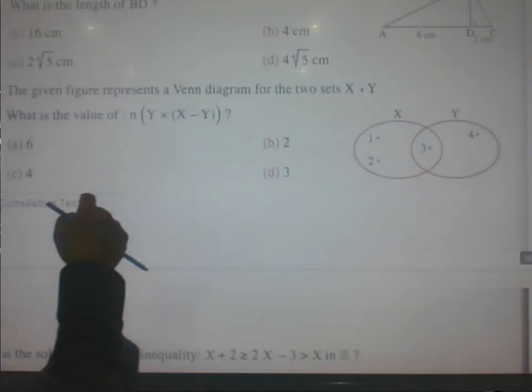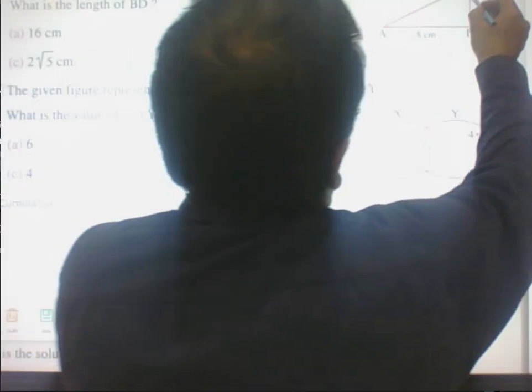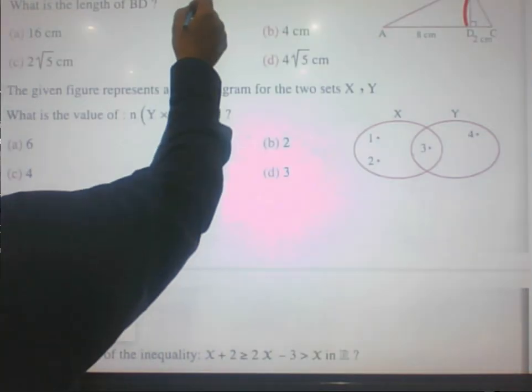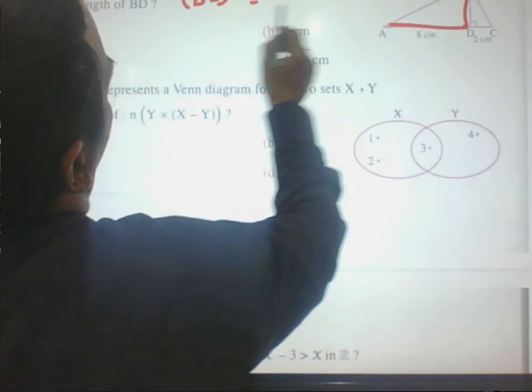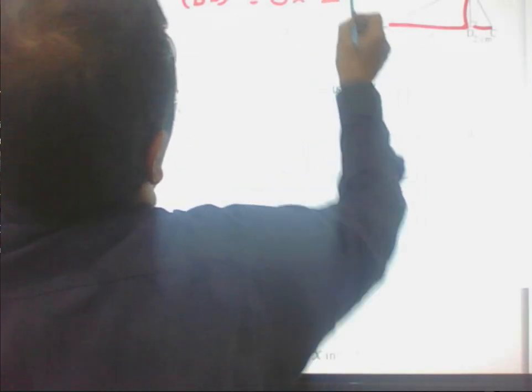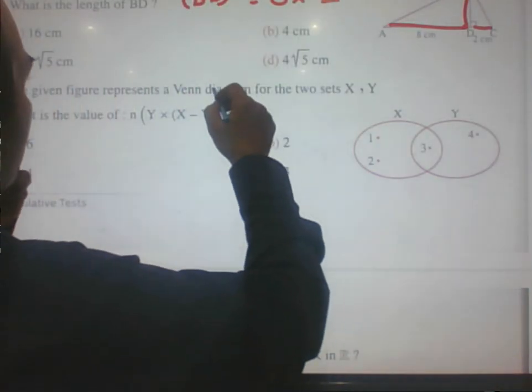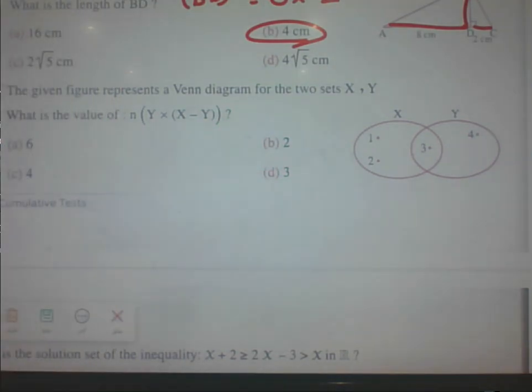We can find the length of BD from Euclidean theorem. You know Euclidean theorem? Like this, we have BD. BD power 2 will be equal the first component here, AD, product by the second component from Euclidean theorem. 2 times 8 is 16. Square root of 16 equals 4. Then it will be 4 centimeter.